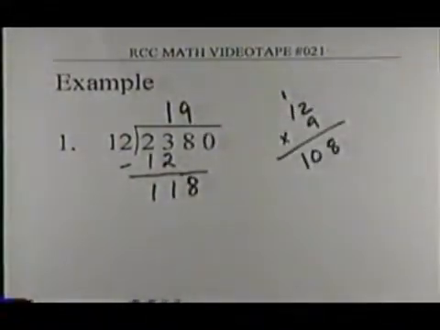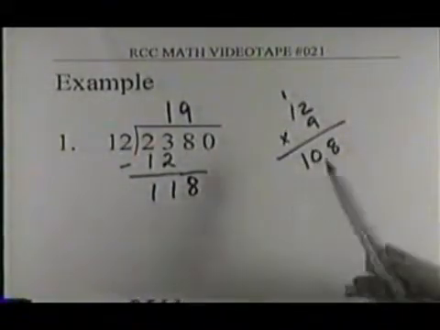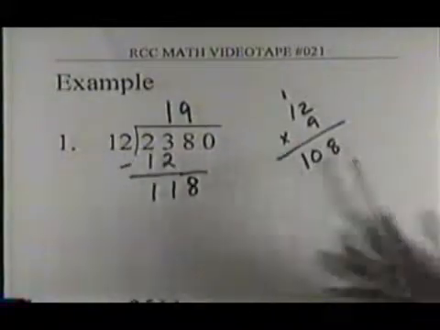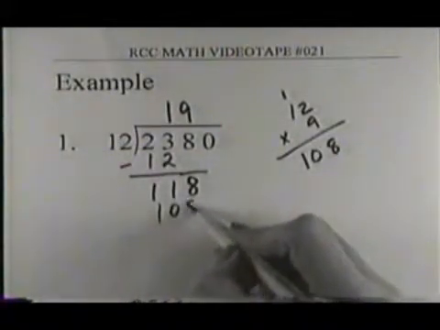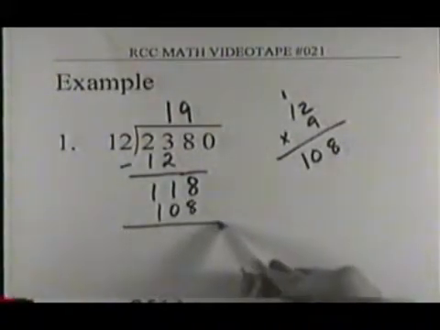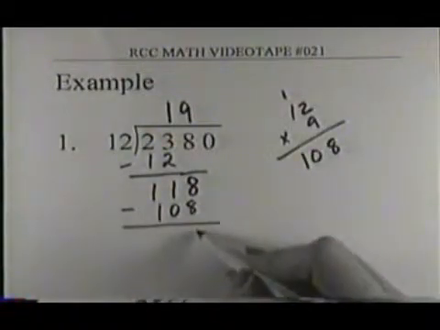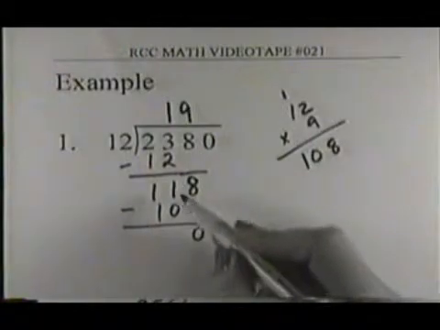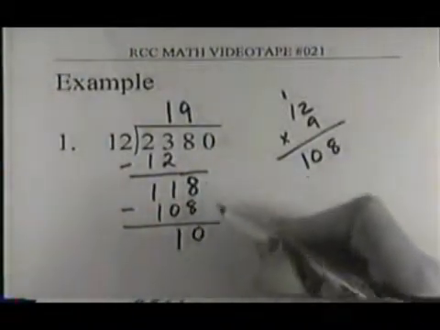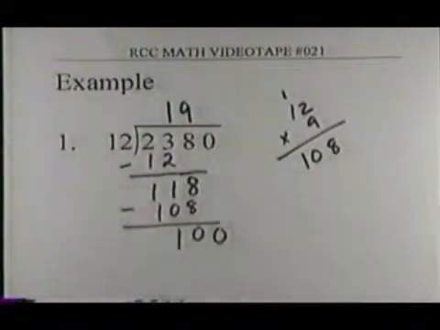We put a 9 here, and then we just determined that 9 times 12 was 108, so we put 108 here. Then we subtract. 8 from 8 is 0. 0 from 1 is 1, and then we bring down the 0.